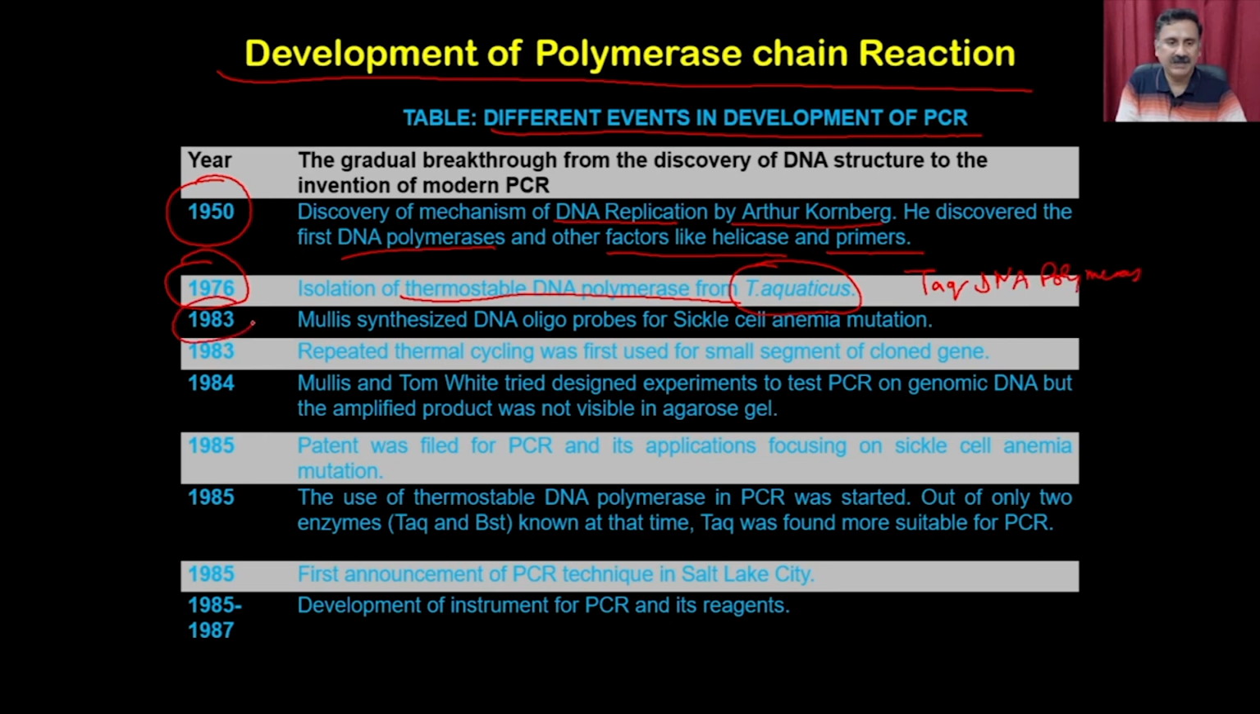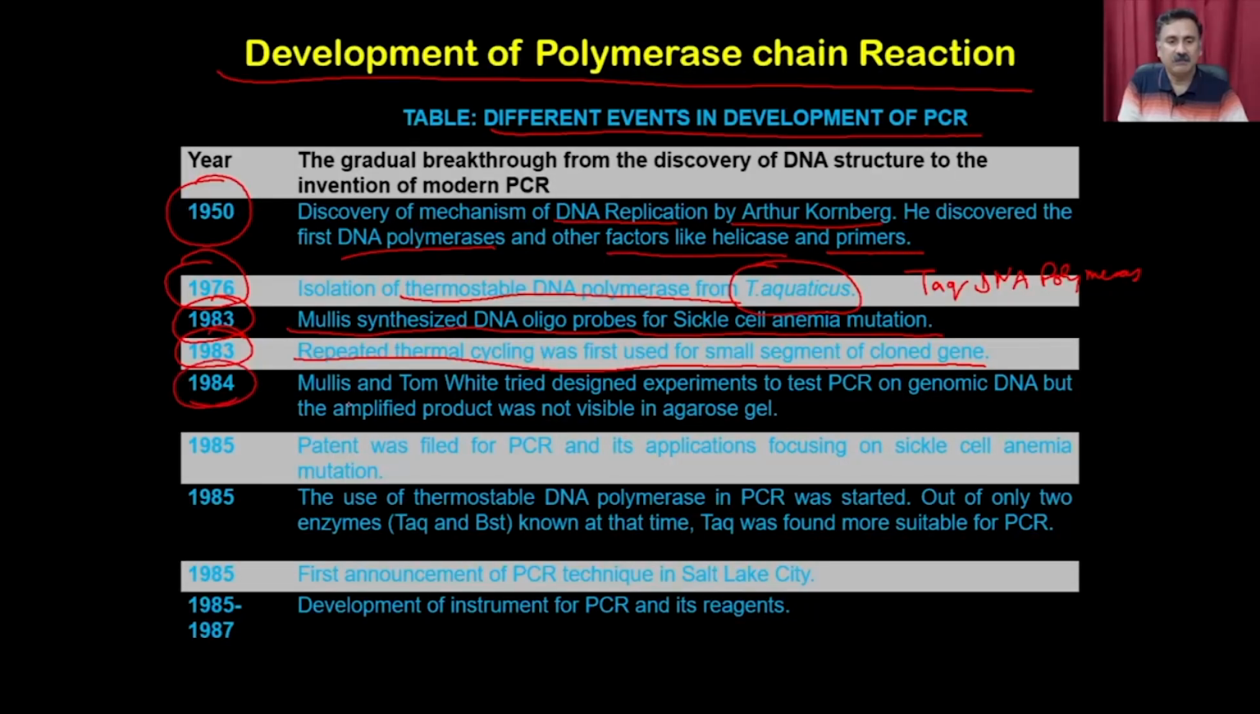Then in the year 1983, Kary Mullis synthesized the DNA oligo probe for the sickle cell anemia mutations. And in the same year, repeated thermal cycling was first used for a small segment of a cloned gene. That's how people had the thought that maybe we can do repeated cycling and amplify small stretches of DNA. In the year 1984, Kary Mullis and Tom White tried a different designed experiment to test PCR on genomic DNA, but the amplified product was not visible in the agarose gel, for the simple reason that the efficiency was not very high.